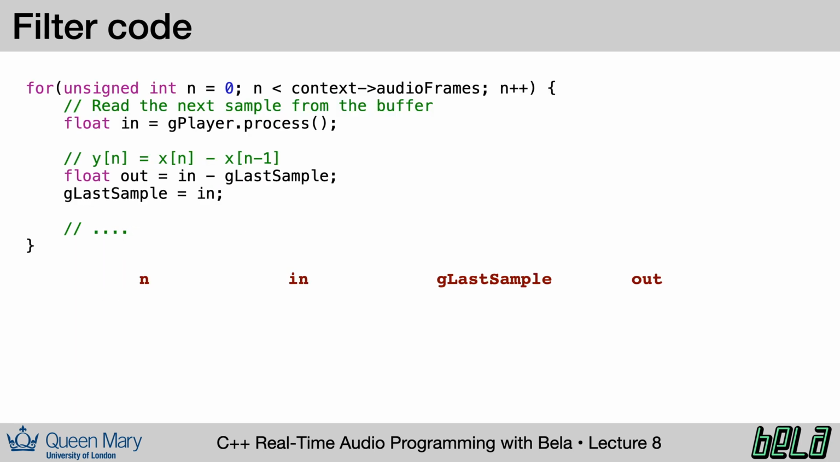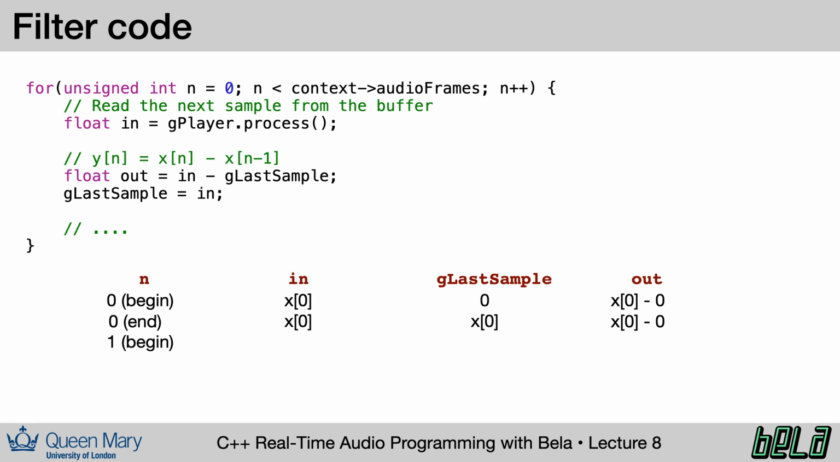To understand why this recursive strategy works, let's consider what value each of the variables has as we step through the for loop. In the beginning, we'll start with an index n equal to 0, and the variable in will hold x of 0. At this point, glastSample will still hold its initial value of 0, and the output will be x of 0 minus 0. By the time we get to the end of the loop, in is still going to hold x of 0, but glastSample will now have been updated to be equal to x of 0.